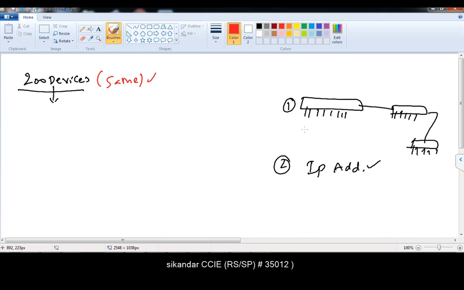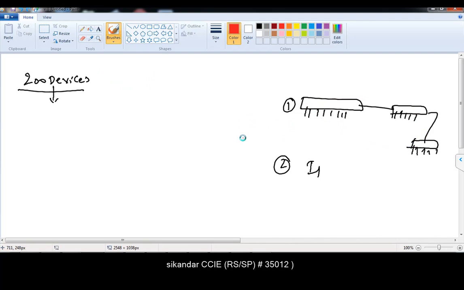Same network means they should be able to communicate. Physically anyway they are on the same network. That's not a problem, but I want to make sure that these devices are also logically the same. They should be physically the same, and I want them to be logically the same as well.